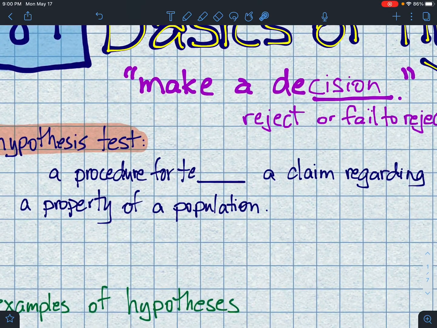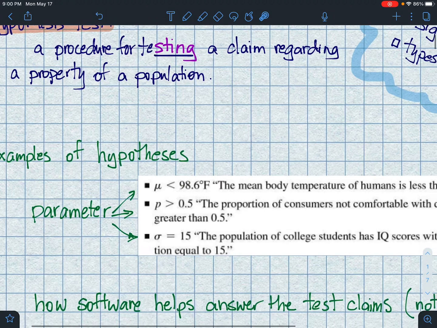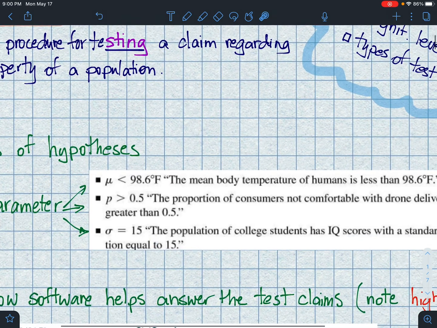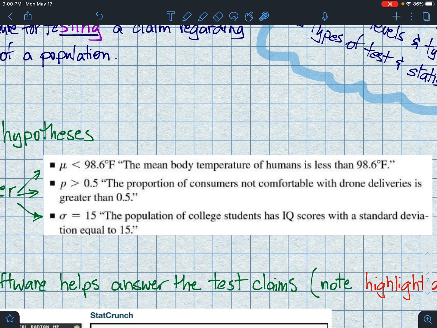First of all, what is a hypothesis test? It is a procedure for testing a claim. Key idea here: what's the claim regarding a particular population? So here are some examples where we look at this particular parameter. Say we're looking at the average, right? The mean. The mean body temperature of humans is less than 98.6.